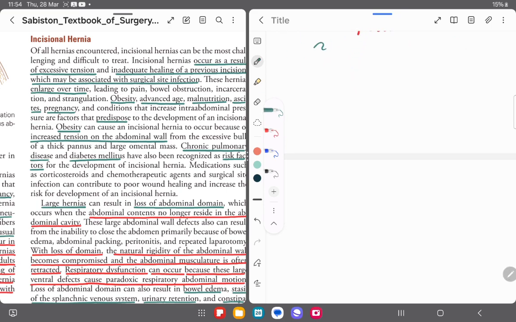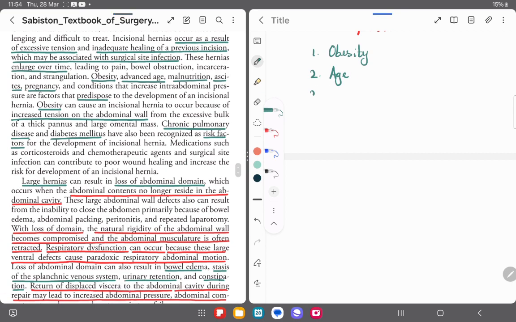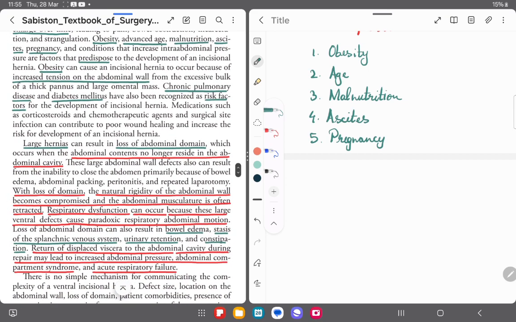These predisposing factors are, number one, obesity. Number two, advanced age. Number three, malnutrition. Number four, ascites. Number five, pregnancy. So these are all the factors that increase the intra-abdominal pressure.